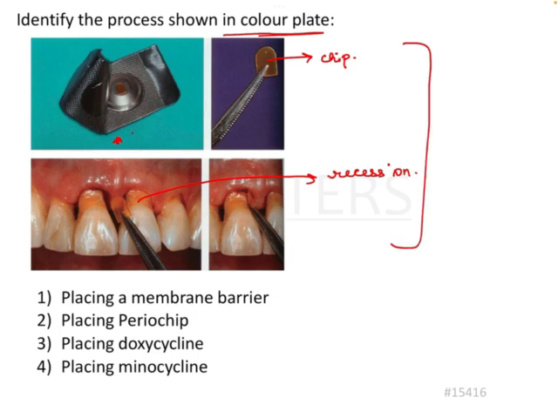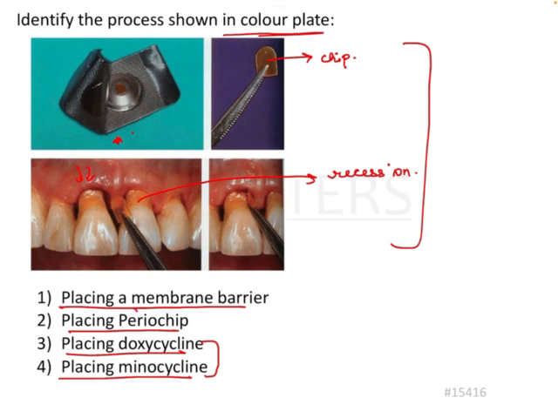The packaging is important. The clinical scenario is important where it is being used, and that's how we are going to answer the question. Now, if you look at the options, they are very confusing. Placing a membrane barrier, placing a perio chip, placing doxycycline, minocycline. It could be either of these. See, doxycycline, minocycline are also medicaments.